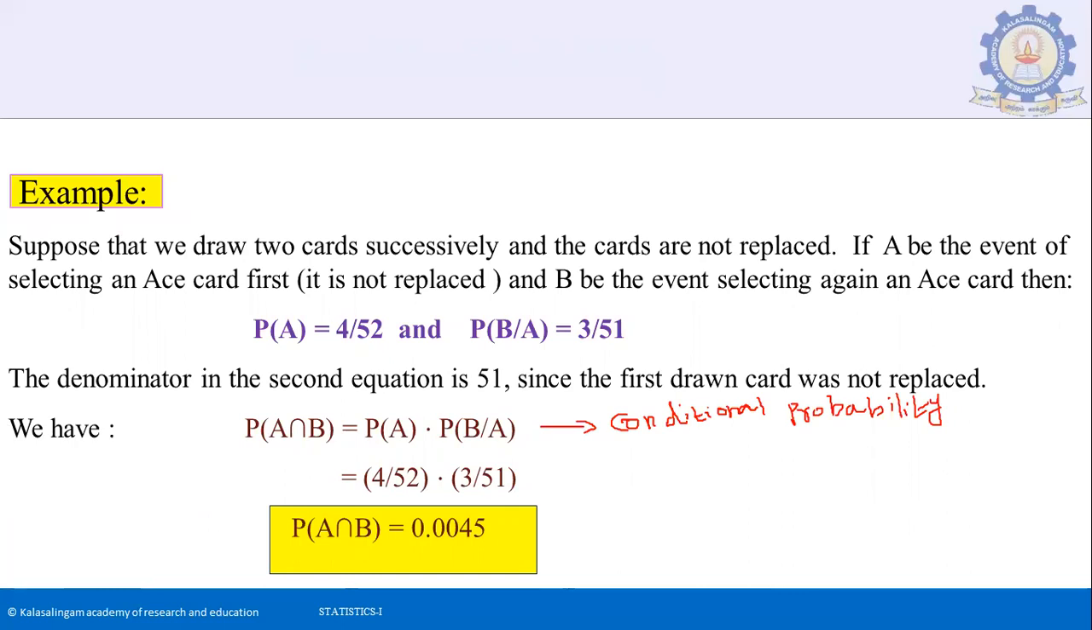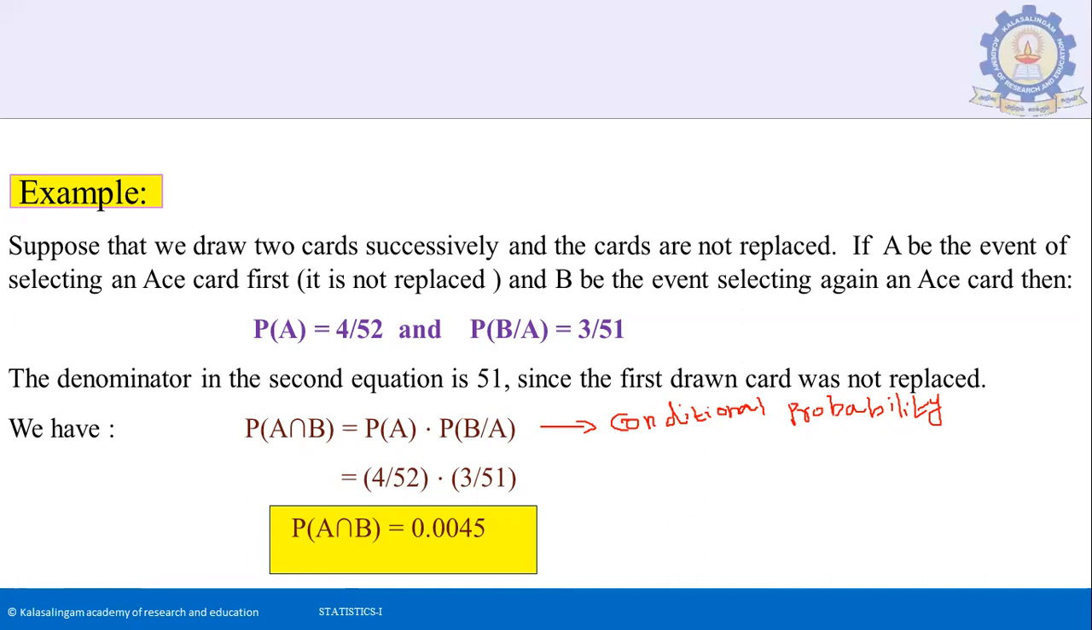Example. Suppose that we draw two cards successively and the cards are not replaced. Let A be the event of selecting an ace card first, which is not replaced, and B be the event of selecting again an ace card. The card is not replaced, is noted. So P of A equals, initially there are 4 ace cards out of 52. So P of A equals 4 by 52.